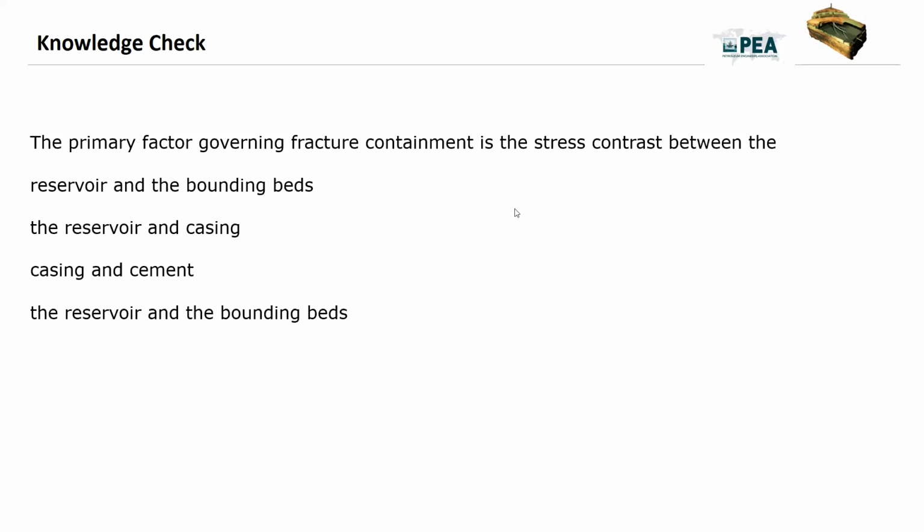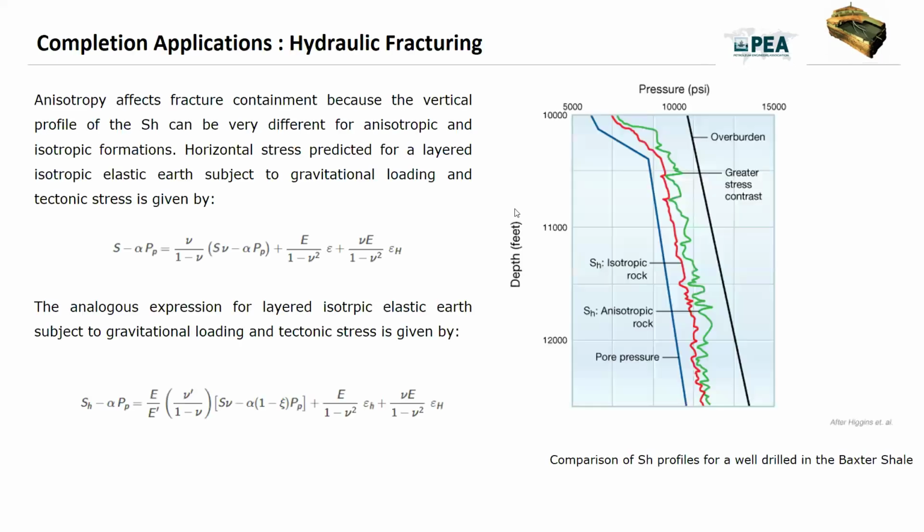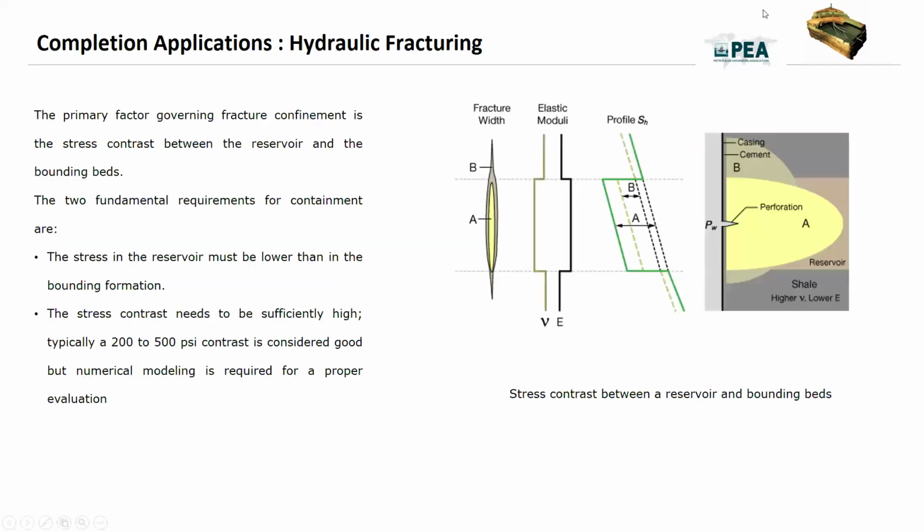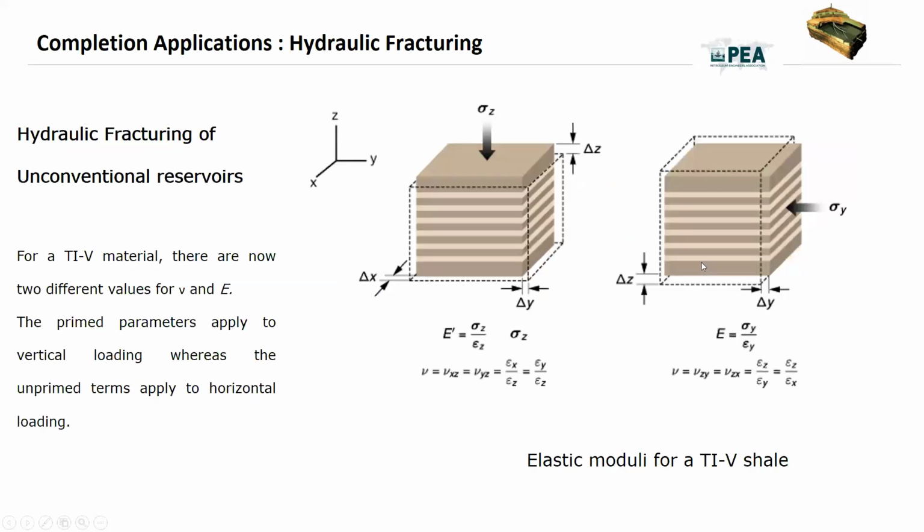So the primary factor governing fracture containment is the stress contrast between the reservoir and bounding beds, the reservoir and casing and cement, or the reservoir and the bounding beds. Still 4 seconds to give you the answer. I think that everybody can answer. So the answer is: the primary factor governing fracture containment is stress contrast between the reservoir and the bounding beds. This one. Okay.